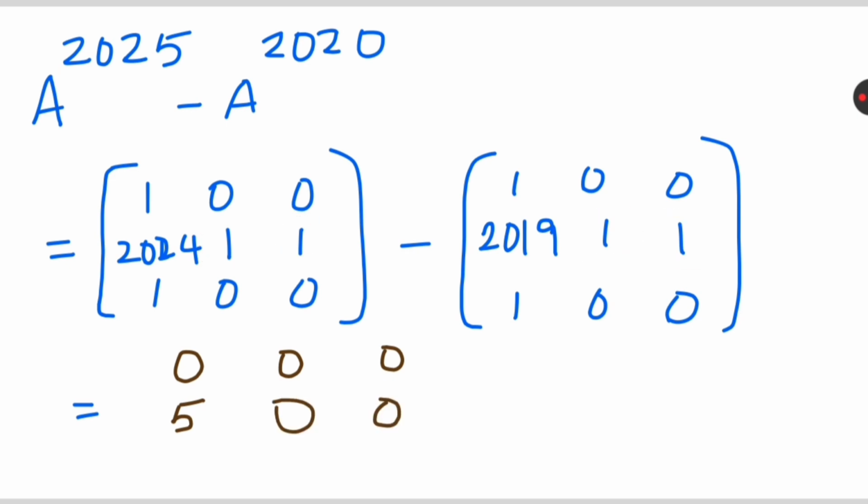Now we are doing the third row. So 1 minus 1, which is 0. Then 0 minus 0, that is also 0. Then 0 minus 0, that is also 0. This is the result of A raised to the power of 2025 minus A raised to the power of 2020.